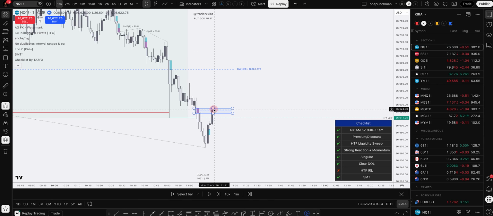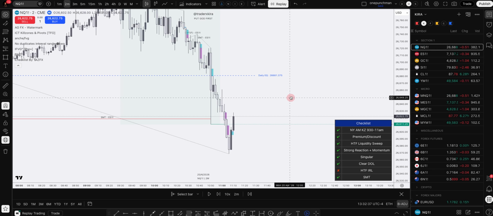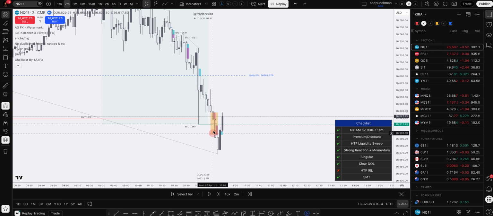Now, because this is too small, what I'll do is shift to a higher time frame. So I'll move to the 2 minute. Now, if you look at the 2 minute, you can see that price is starting to look a lot cleaner. But technically speaking, you're working with a stacked IFVG here, right? But I was keeping an eye on this.